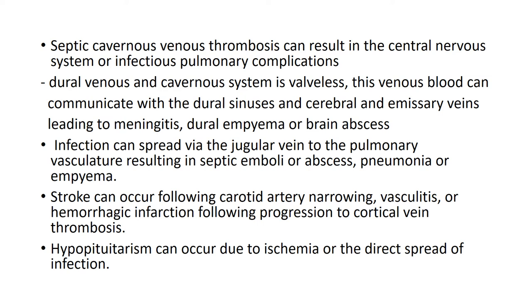Septic cavernous sinus thrombosis can result in central nervous system or infectious pulmonary complications. The dural venous and cavernous system has no valves. So, venous blood can communicate with dural sinuses and cerebral and emissary veins, leading to meningitis, dural edema, or brain abscess. Infection can spread via the jugular vein to the pulmonary vasculature, resulting in septic emboli or abscess, pneumonia, or edema.